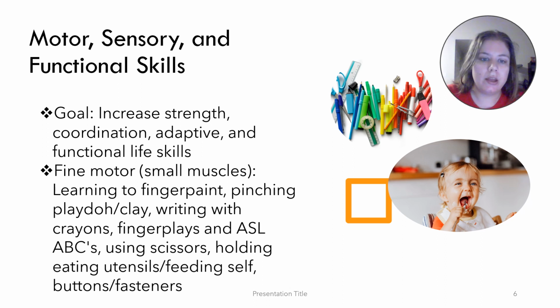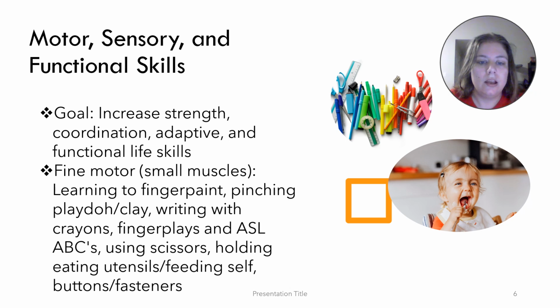Writing with crayons, doing finger plays, Itsy Bitsy Spider went up the water spout. You're learning American Sign Language, letters, numbers, basic signs. That's a fantastic sensory, functional, and motor skill all in one. Using scissors, holding them correctly. There are different kinds of scissors for young children that you can look into if you're worried about them hurting themselves. There's all kinds of safety and adaptive scissors for children who can't hold regular scissors due to disabilities.